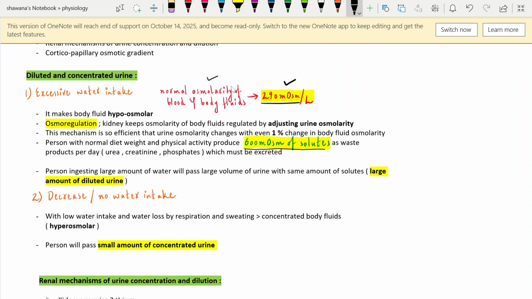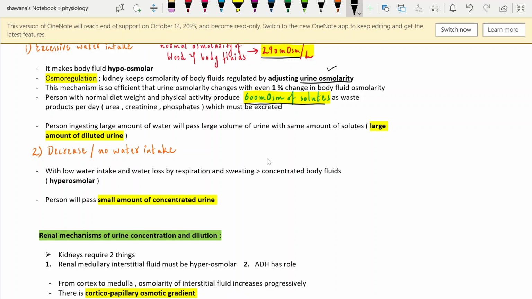It's very dangerous. So one of the major functions of the kidney is osmoregulation. It maintains the osmolarity of the body fluids by adjusting the urine osmolarity. And this process is so efficient that even a 1% change in the body fluid osmolarity changes the urine osmolarity. And for your information, a normal male of about 70 kilograms produces 600 milliosmol of solutes as waste products per day, and these need to be excreted out of the body.